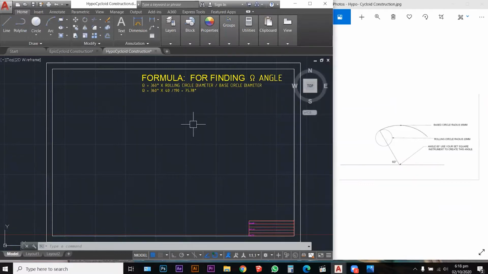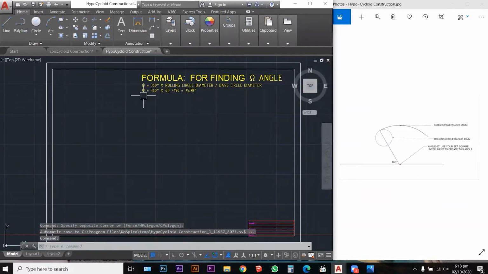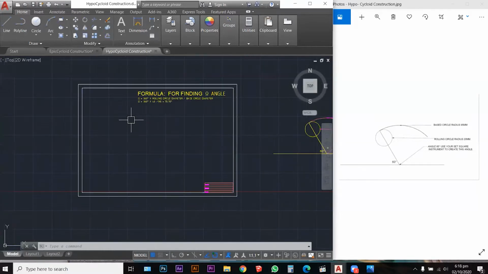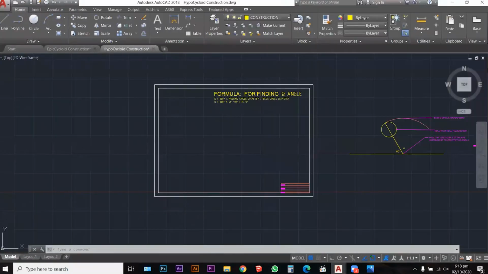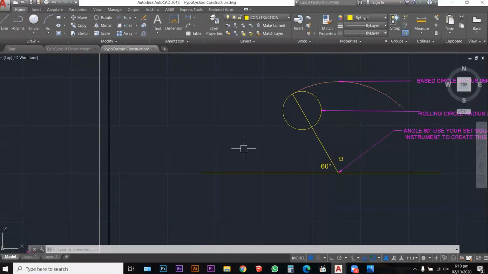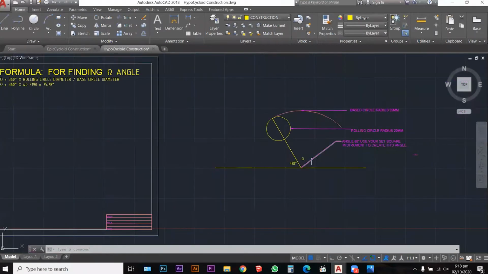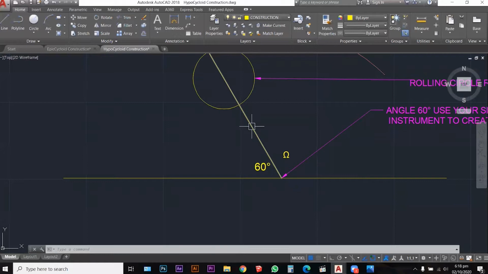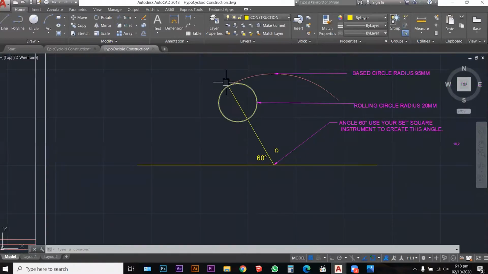Let's come into my AutoCAD screen and we can observe this formula here. The formula for finding omega angle. So you're probably wondering, where does omega angle go? So I'm just going to maximize now and just look at what I have over here. So omega angle is the angle in here that is between where we start our rolling circle and where we end our rolling circle.